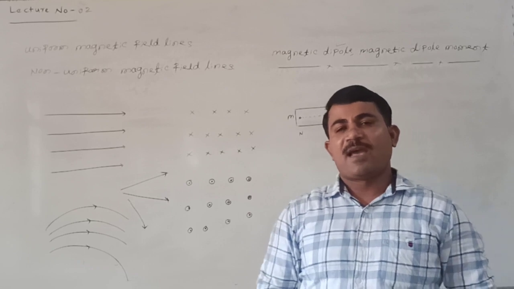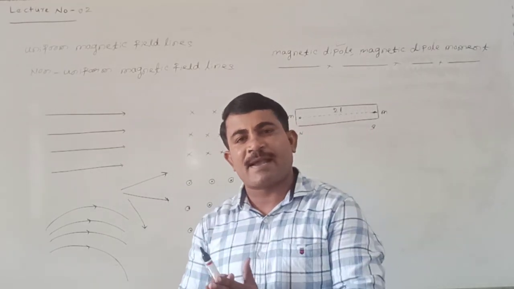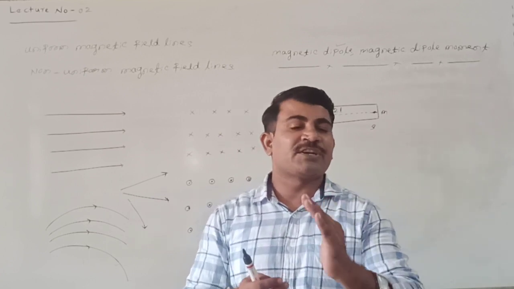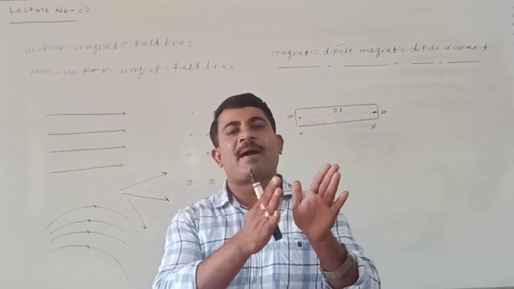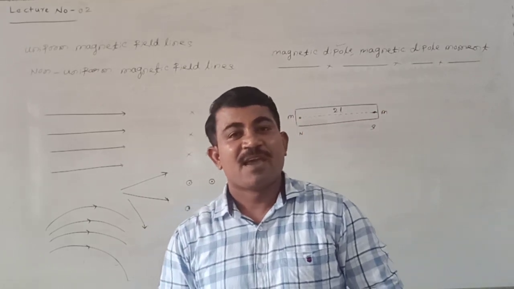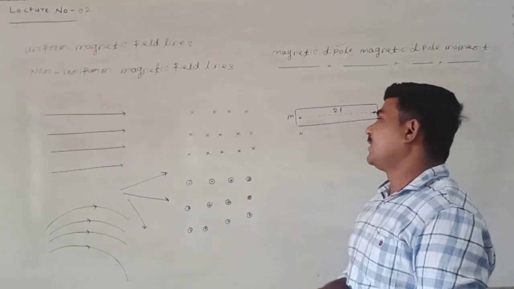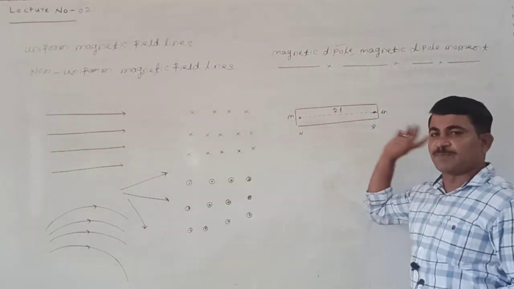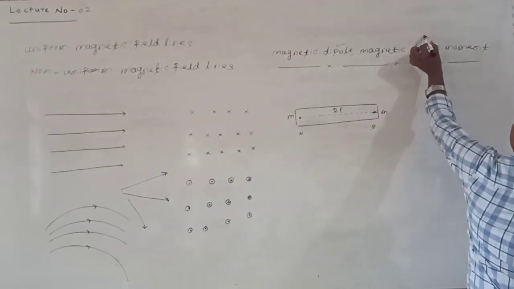I mean, every magnet, either a bar magnet, a U-shaped magnet, a magnetic needle, or a magnet cut into so many pieces, each magnet acts as a magnetic dipole. Are you following me? Each magnet acts as a magnetic dipole. So magnetic dipole means a pair of equal and opposite pole strengths separated by a small distance. Then the point is, what is magnetic dipole moment?